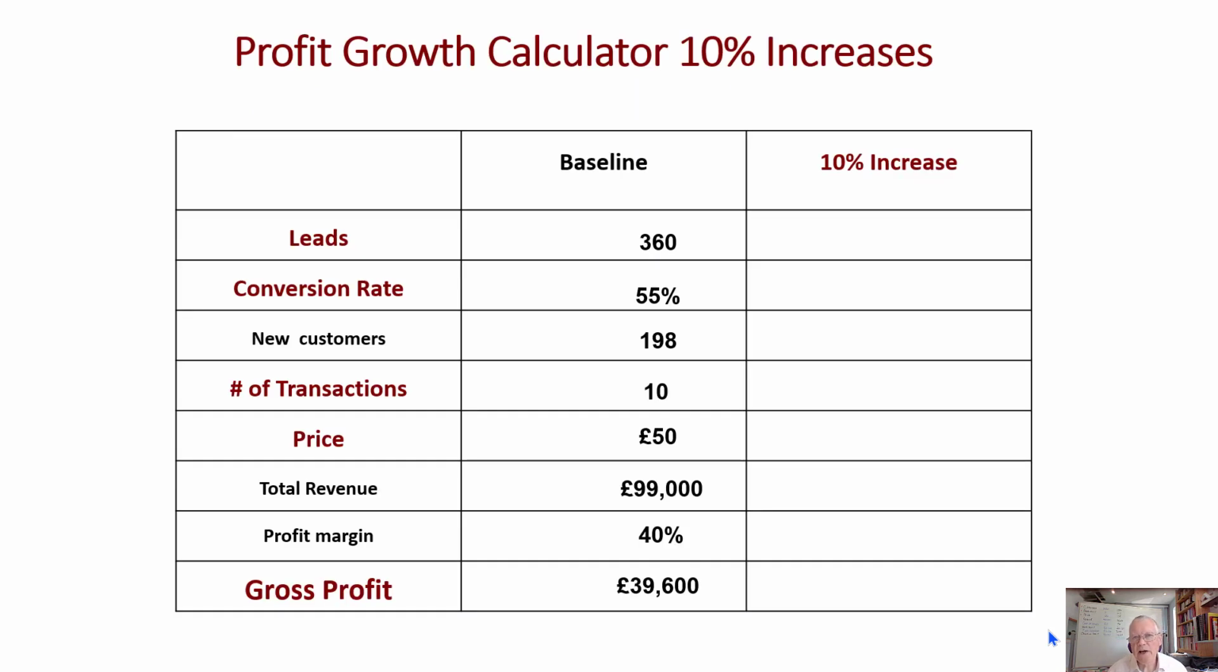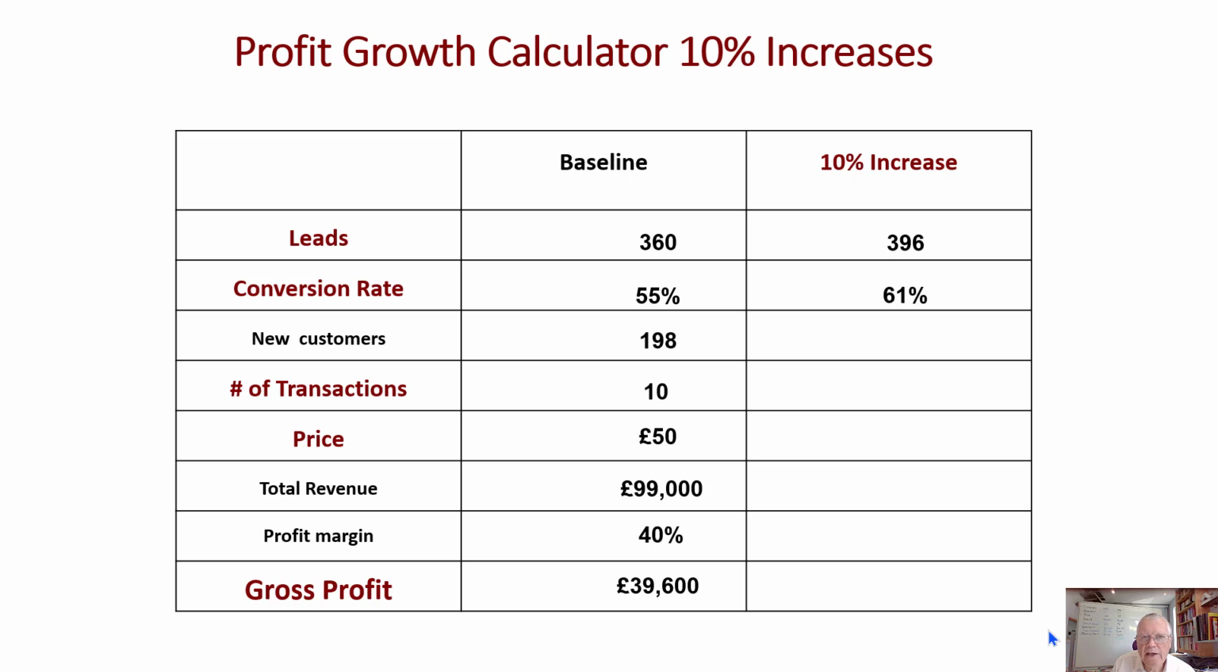To show how powerful small increases are, if you knew some of your key numbers, so if we know that we have 360 leads and we convert 55% of them, and each of those customers, 198 of them, buy from us 10 times a year and spend $50 or pounds each time, we'll know that our revenue is 99,000. If we know our gross margin's 40%, we'll know that our gross profit's 39,600.